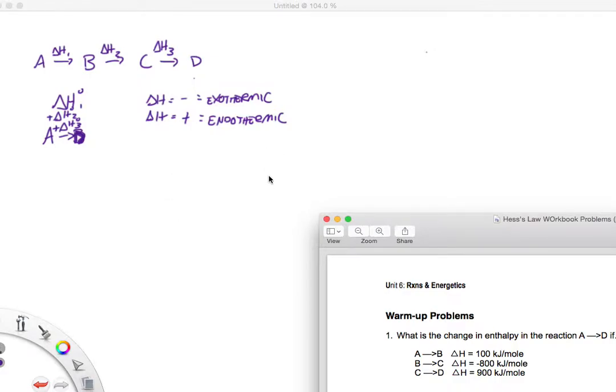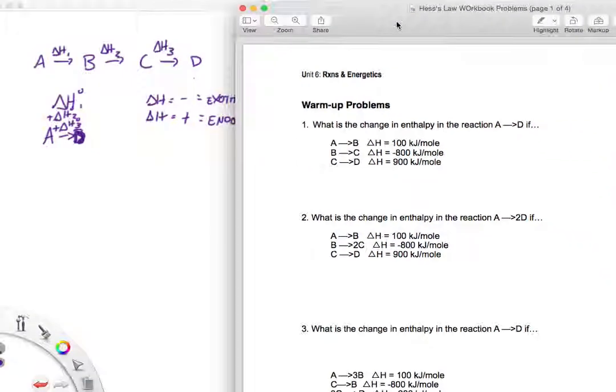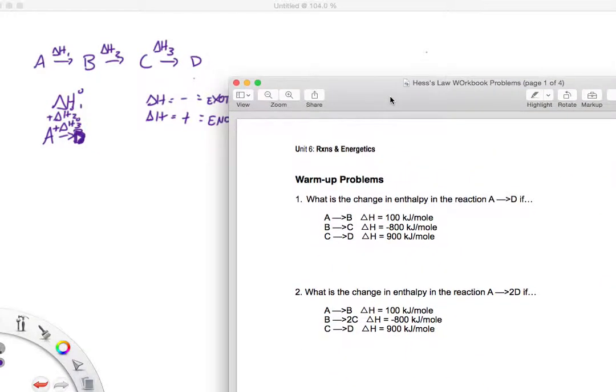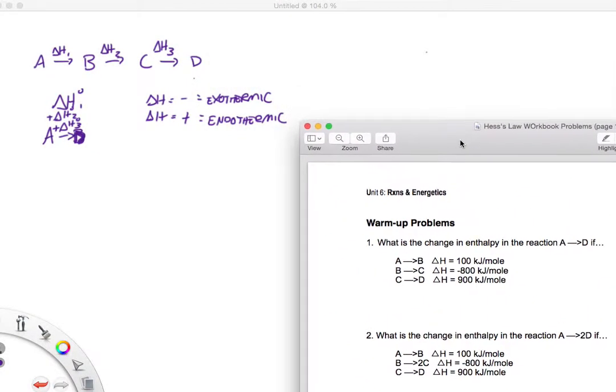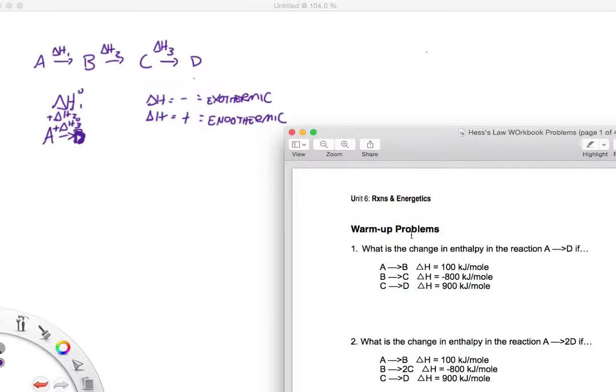It should be. Okay? If you take a look at the next one, warm-up problem number 2, it's a little bit more difficult. And now we're starting to see a little more complexity in the power of Hess's law. So let's start off with this. If you go from A to 2D, that's what you want. That's your target here. And you're given all of these standard values. These are calculated in the lab right here. The reactants going to the products.